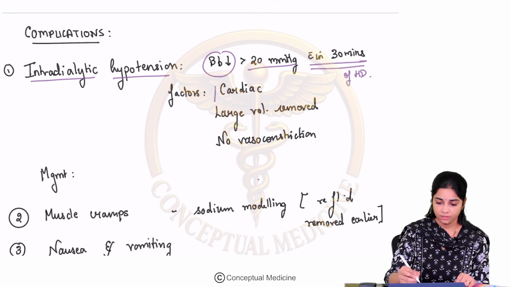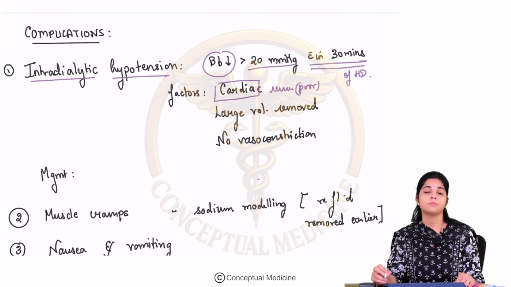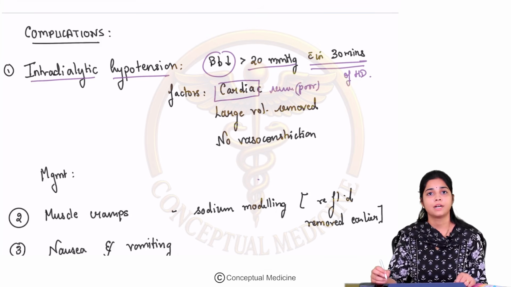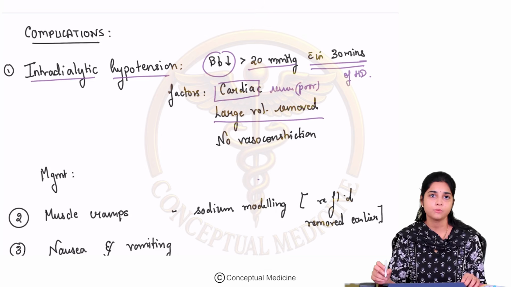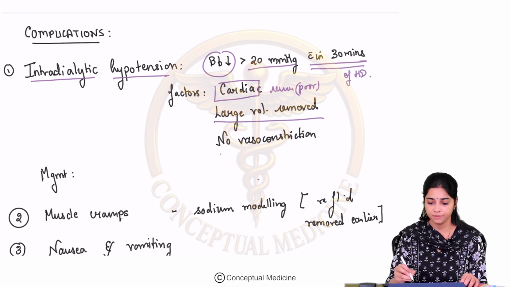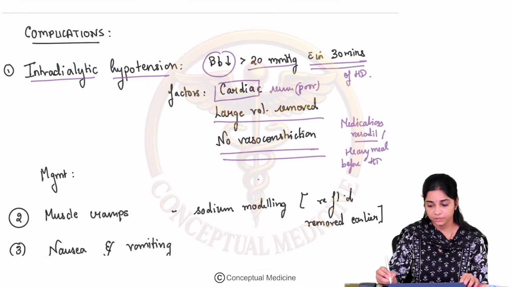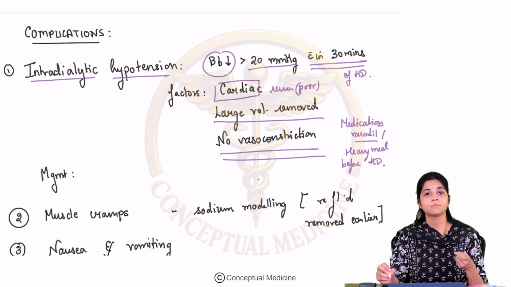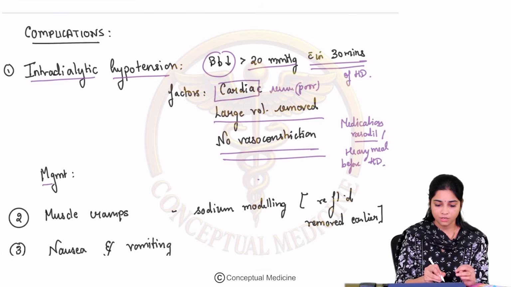What is the reason for that? One is poor cardiac reserve. If the cardiac reserve is poor, as in a patient of MI or heart failure, then this can result in intradialytic hypotension. Then, if a large volume of fluid is removed, it can result in a fall in blood pressure. Then there is no vasoconstriction. For example, if the patient has been on certain medications which are vasodilators, or the patient has taken a heavy meal before the dialysis, then the compensatory response of vasoconstriction is not there, as a result of which the blood pressure falls. So how do you manage this?